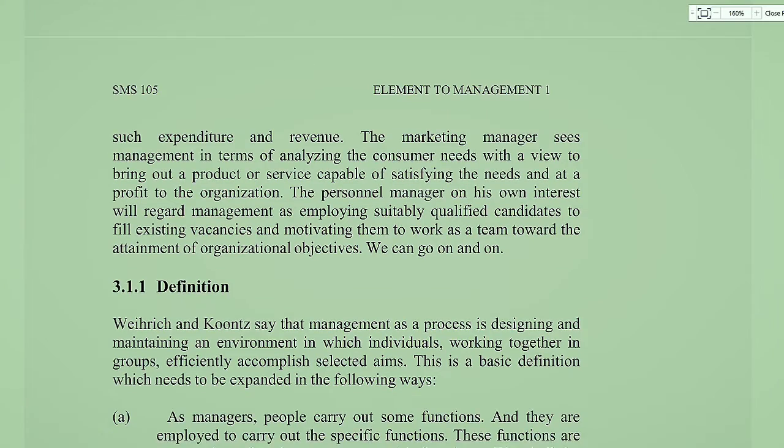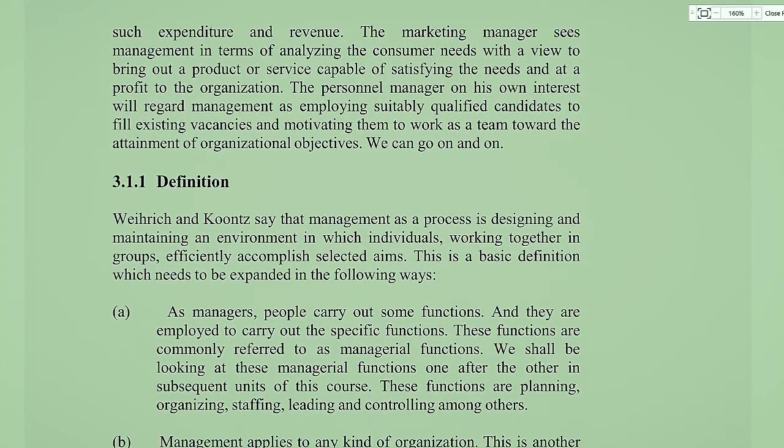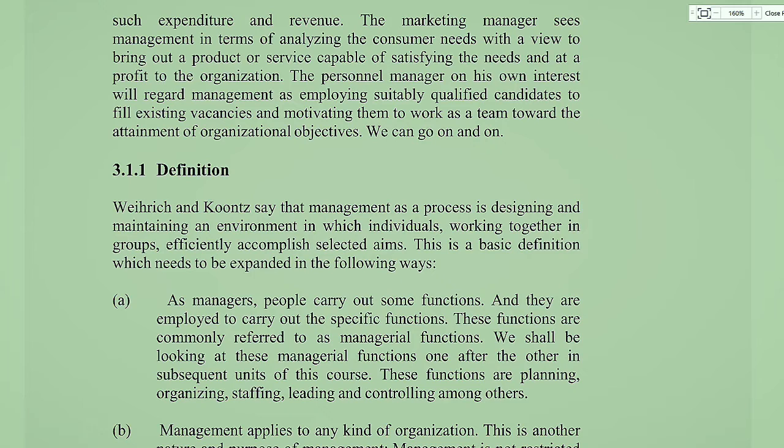Now we have a definition. Weihrich and Koontz say that management as a process is designing and maintaining an environment in which individuals working together in groups efficiently accomplish selected aims. This is a basic definition which needs to be expanded in the following ways.